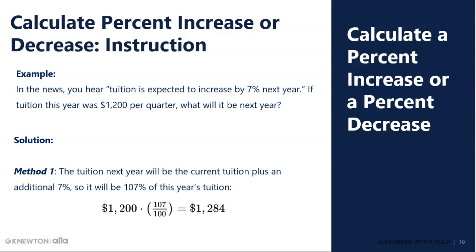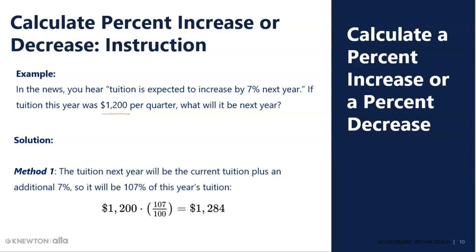So if you hear that tuition is expected to increase by 7% next year, that's not what I'm hearing, but just pretend. And tuition was $1,200 per quarter, so this must be a college that uses quarters. What will it be next year? If they gave you the tuition per quarter, you're trying to find out the new tuition per quarter. Don't worry about multiplying by 4 unless they ask you for the years.